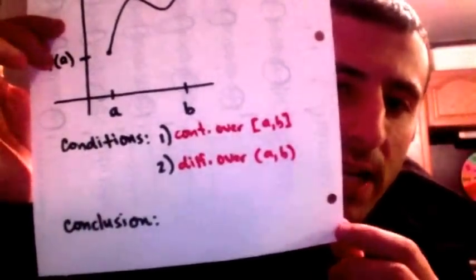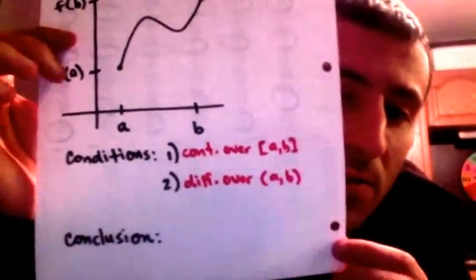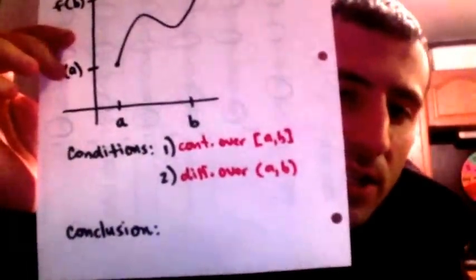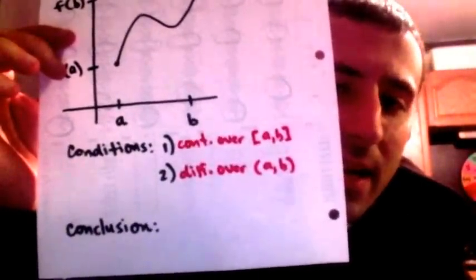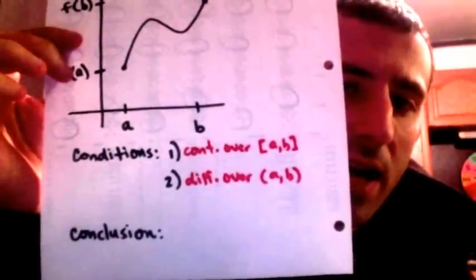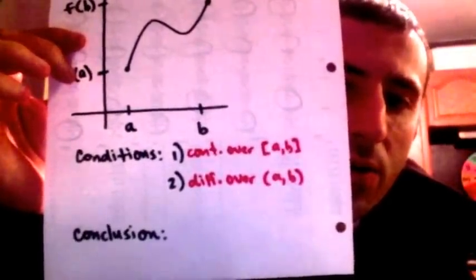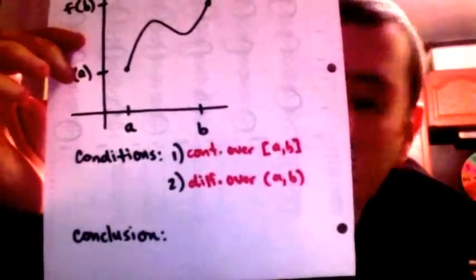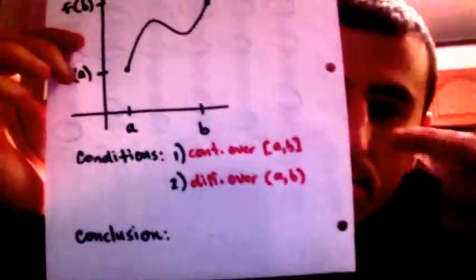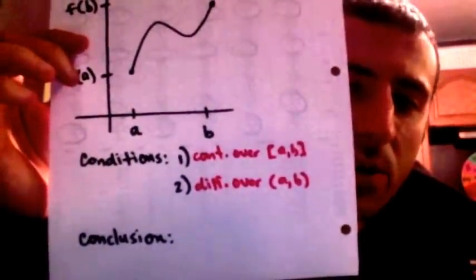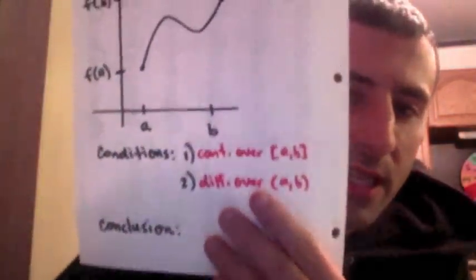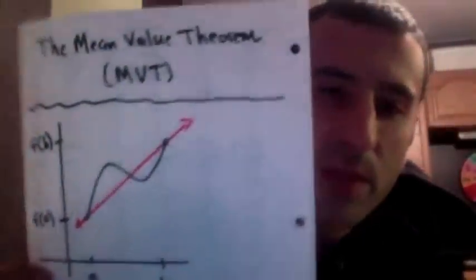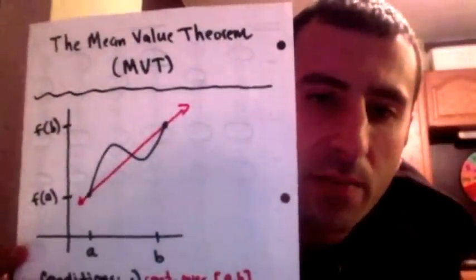Okay, so what this theorem says is that if you have a function that satisfies these conditions, you can draw a secant line. So remember, a secant line is just a line that starts at a point and goes through another point. So I could draw a secant line through the function that starts at A and goes through B. So just to remind you what a secant line looks like, this. Alright, there you go. So here's a secant line that goes through points A and B.